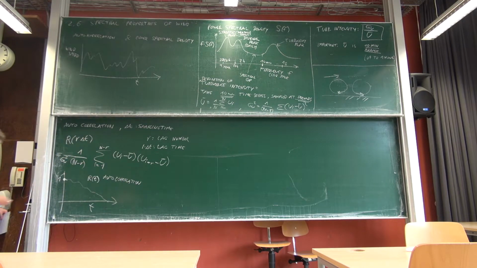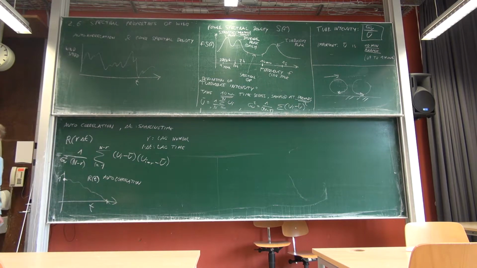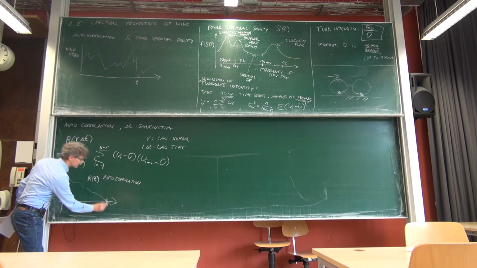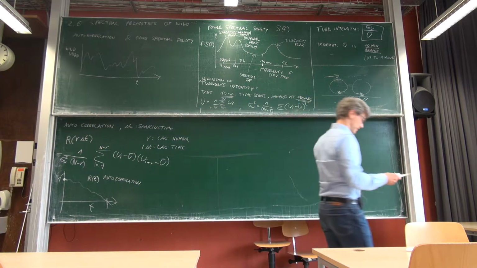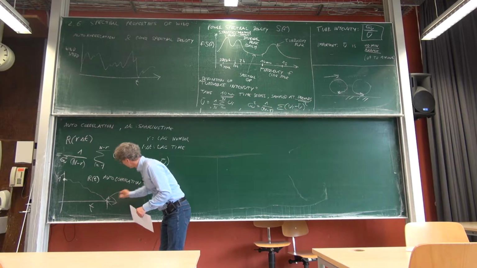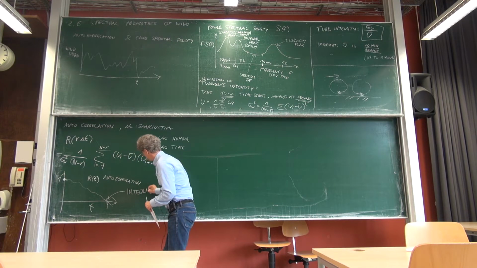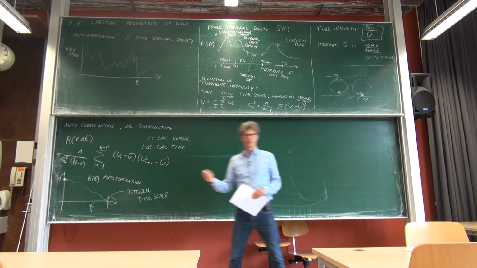And what is interesting is that this very often goes through 0. And so at some point you begin to get an anti-correlation. And this time here has a specific name, and that's what I wanted to give you. That's called the integral timescale of your wind turbulence. It's of course a time, something in seconds, could be 20 seconds or something.